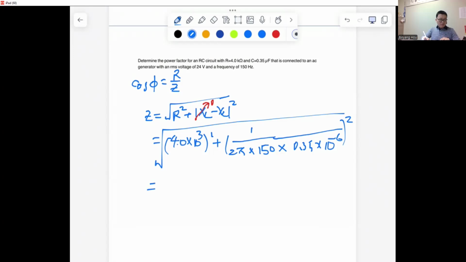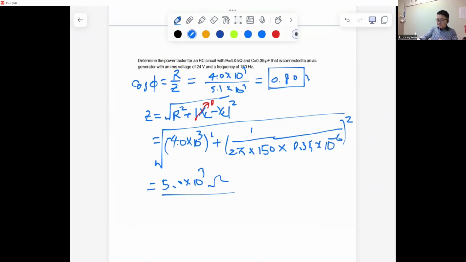So this gives you your Z as just 5.0 times 10 to the third, and that should be in ohms. Then power factor should be equal to R, which is 4 times 10 to the third ohms, over 5 times 10 to the third. That will be equal to 0.8, or 80%.